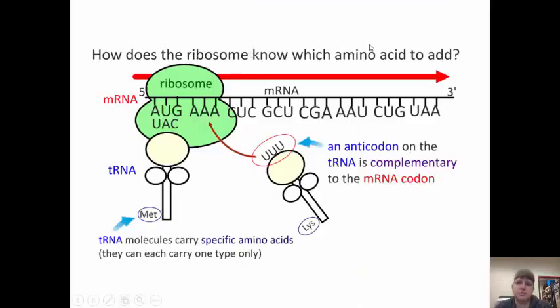All right, so how does the ribosome know which amino acid to add next? As we just saw in the sequence, the ribosome moves down the mRNA. It reads the codons on the ribosome, and then the tRNAs come in. The anticodon on the tRNA is the complementary sequence to the mRNA codon. The tRNA molecules have very specific amino acids. They can each only carry one type of amino acid.